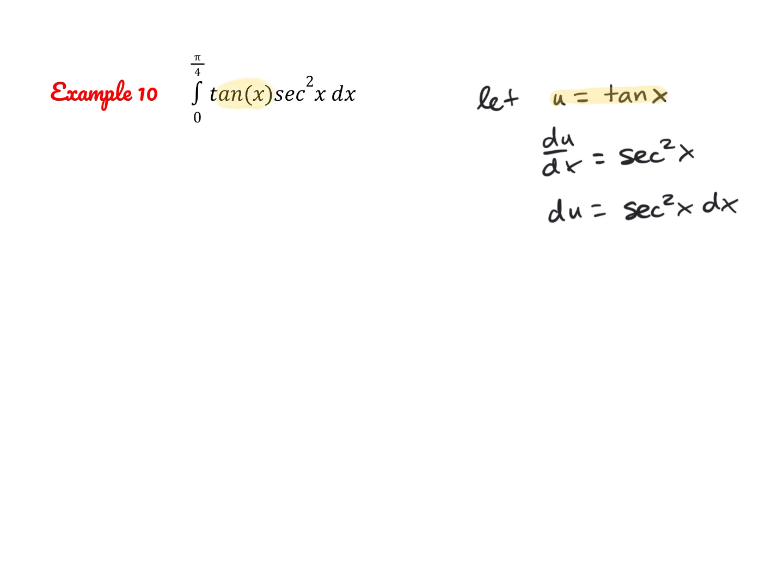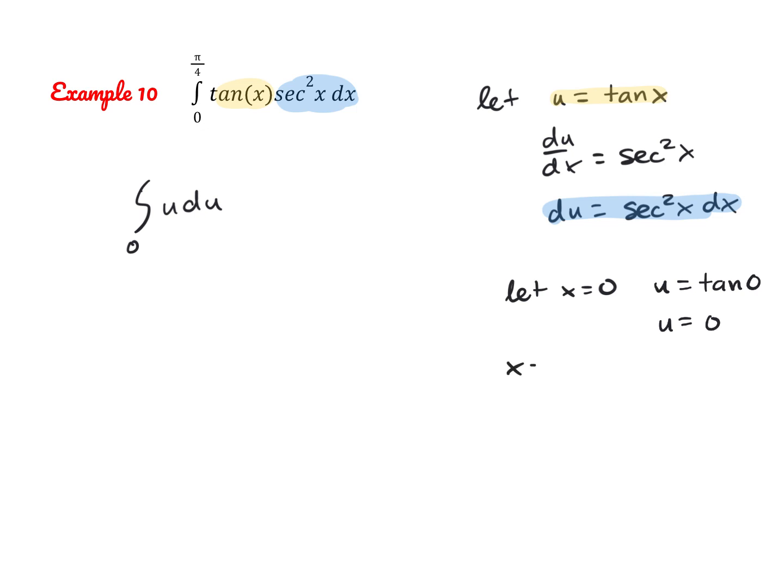We have u right here, and we have the secant squared dx replaced with du. And then the last thing we will have to do, so we have u du, we're going to need to redefine our upper and lower bounds in terms of u. So let's start when x equals 0. Our lower bound: if x equals 0, u equals the tangent of 0, so u equals 0.